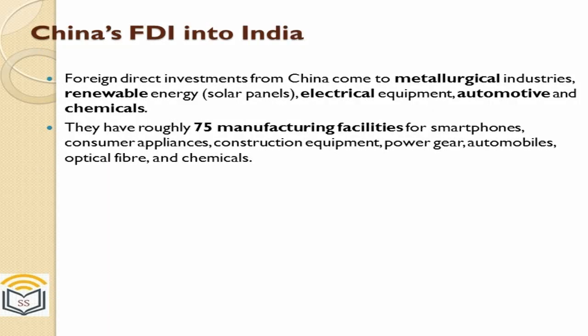Now China also has some foreign direct investment, or FDI, in the Indian market in metallurgical industries and renewable energy, that is, they manufacture or invest in solar panels, electrical equipment, then automotive and chemicals. They have roughly 75 manufacturing facilities for smartphones, consumer appliances, and construction equipment, power gear, automobiles, optical fiber, and chemicals.